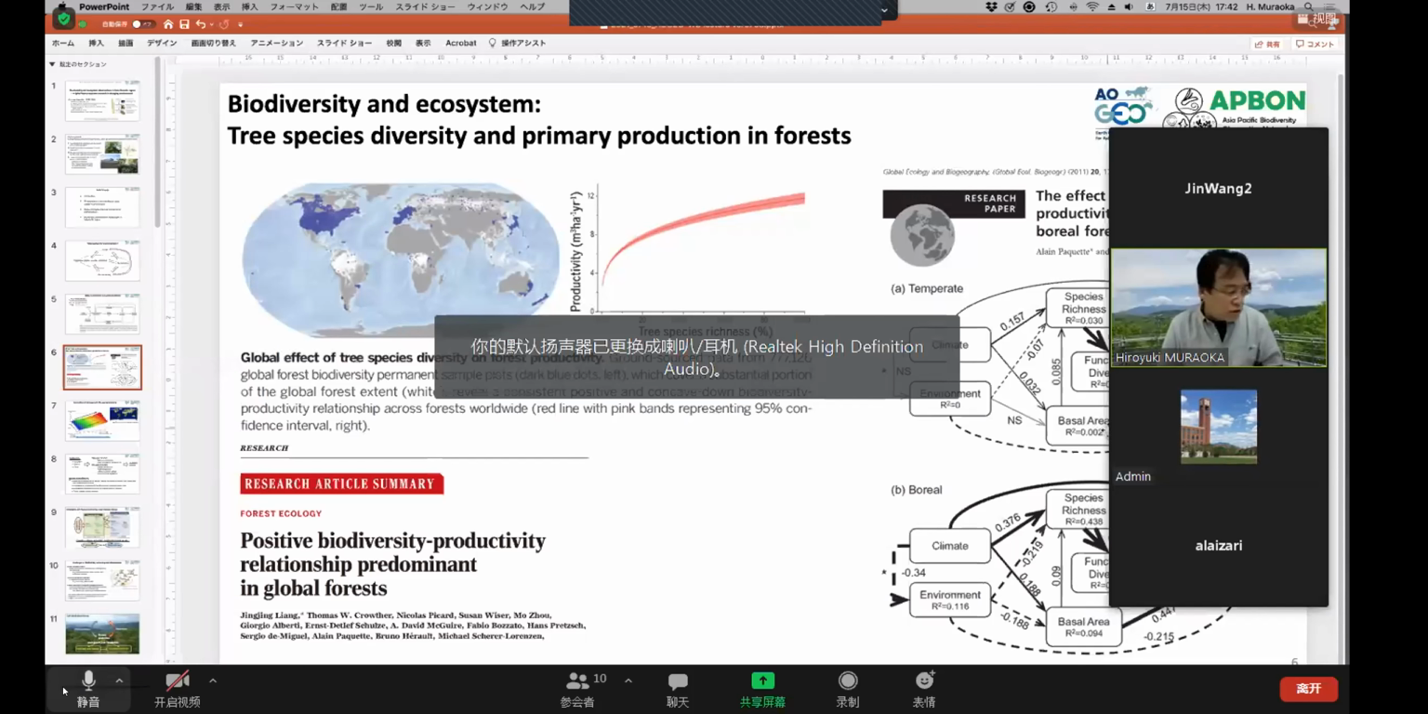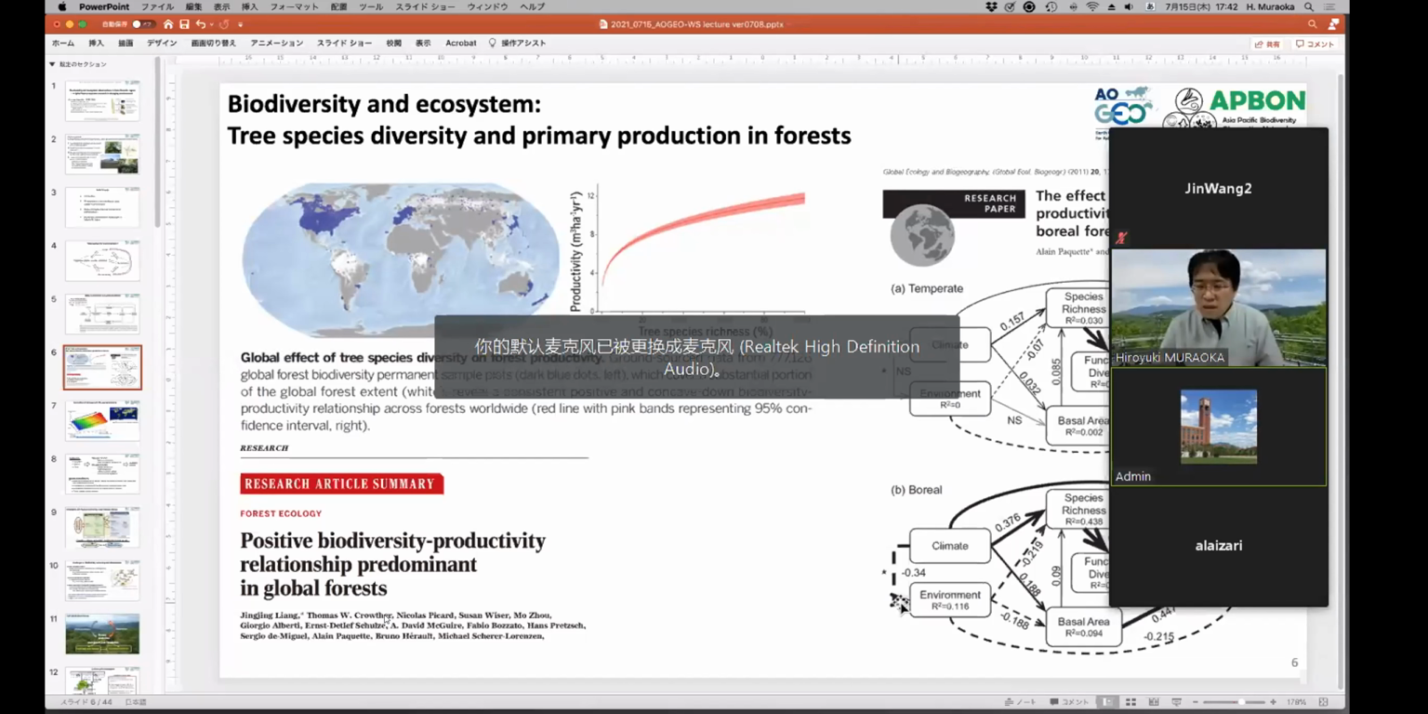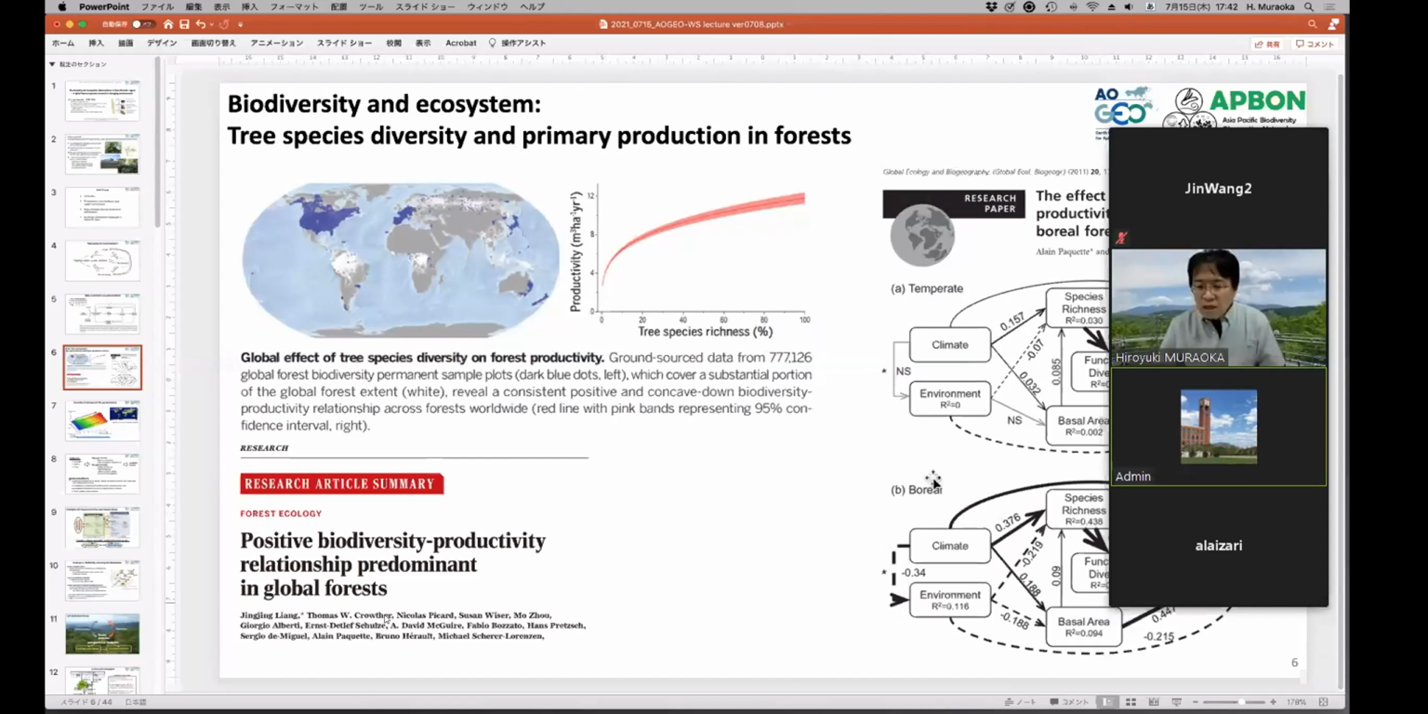strongly influence the productivity of the forest. Then, if you focus on the boreal forest, the boreal forest is located in the northern, higher latitude part of the northern hemisphere, and usually those ecosystems experience a colder climate.